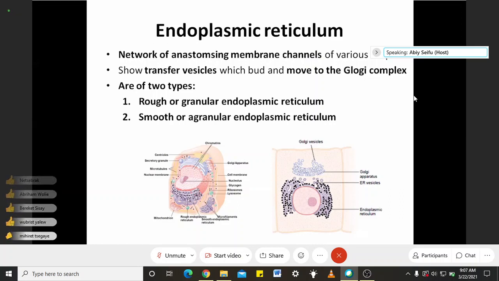So the first membrane-bound organelle in the list is the endoplasmic reticulum. This endoplasmic reticulum is made by a network of anastomosing channels within the cell. These are interconnecting one with another, like this one, and like this one here. These are making channels, tubular structures, which are branching and anastomosing with one another.